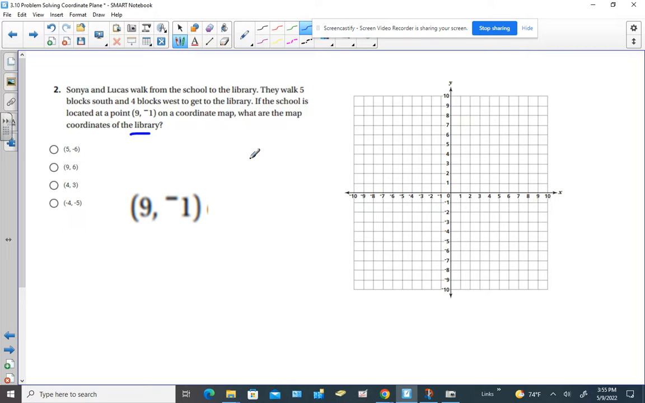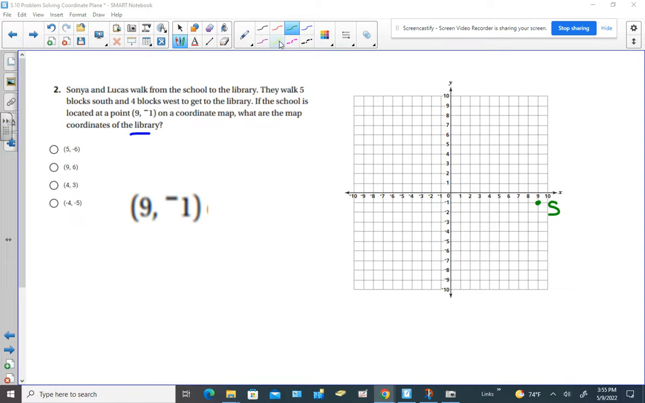One way is by plotting it and following the directions. So if we plot this point, we're going to go over 9, and down 1. And let's ask ourselves, what did we just plot? So let's make sure we understand what that is. If the school is located at point 9, -1, so let's put an S for school so we know what it is.